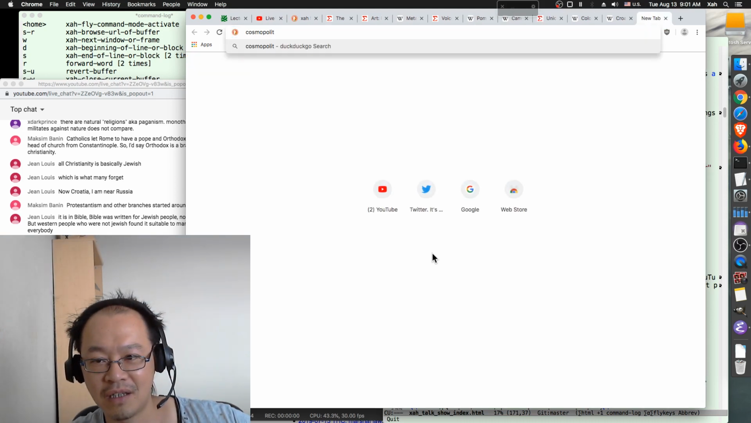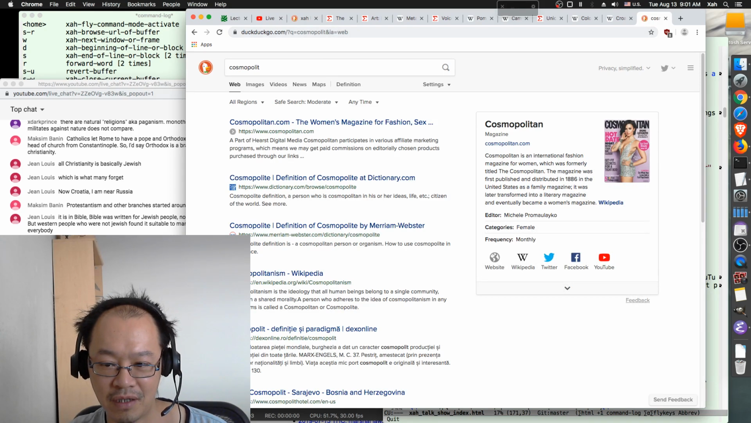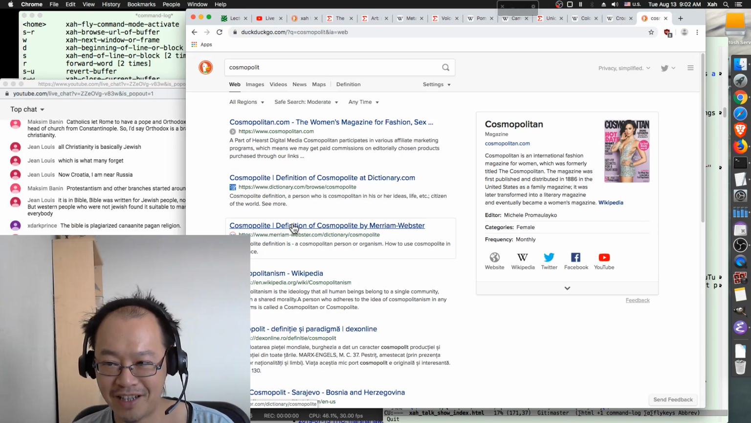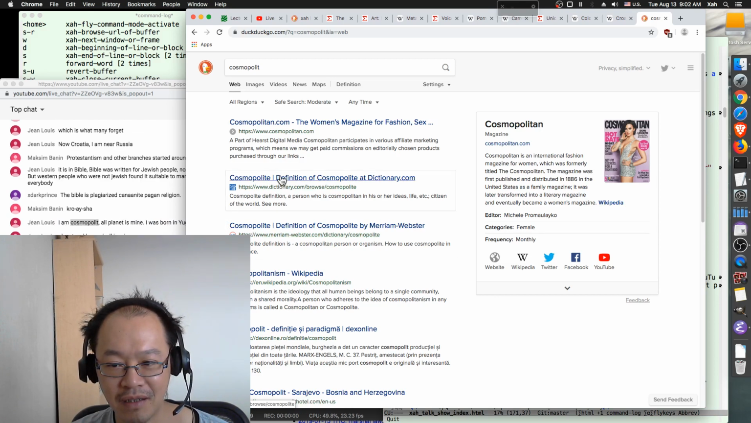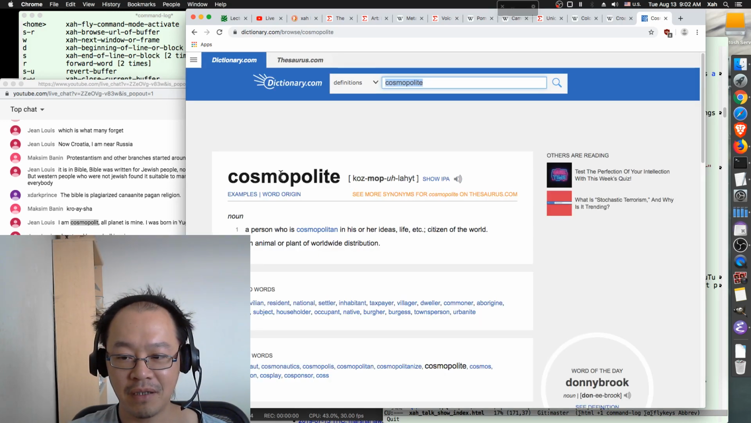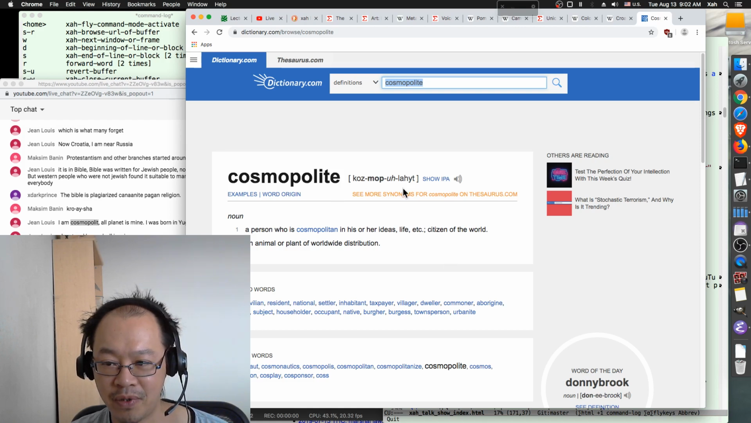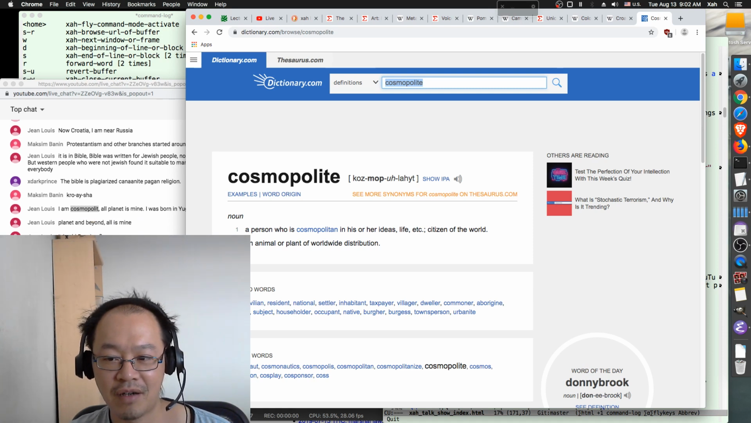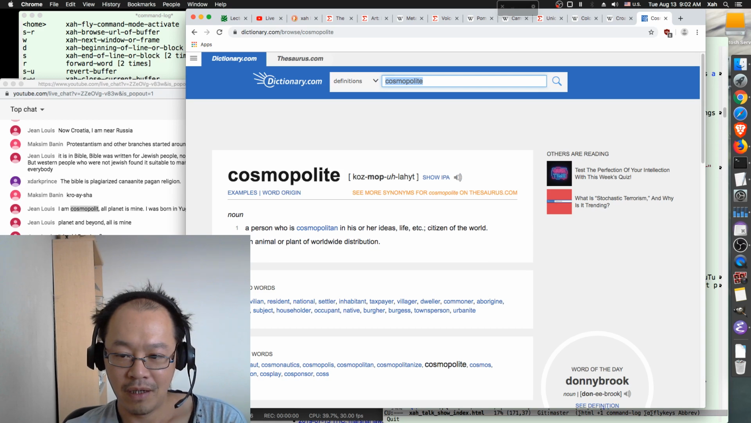Cosmopolitan is an interesting word. Now, is cosmopolite an English word? No, it's not. We say in English, I guess, cosmopolitan. You don't say cosmopolite. Let's look it up. Cosmopolitan, that's an interesting word. There's this girls' magazine using that word, where it becomes something else. Dictionary: a person who is cosmopolitan in his or her ideas. Oh, okay, so that is an English word. Cosmopolite. So you are a cosmopolite because you are a cosmopolitan. Right. Citizen of the world.